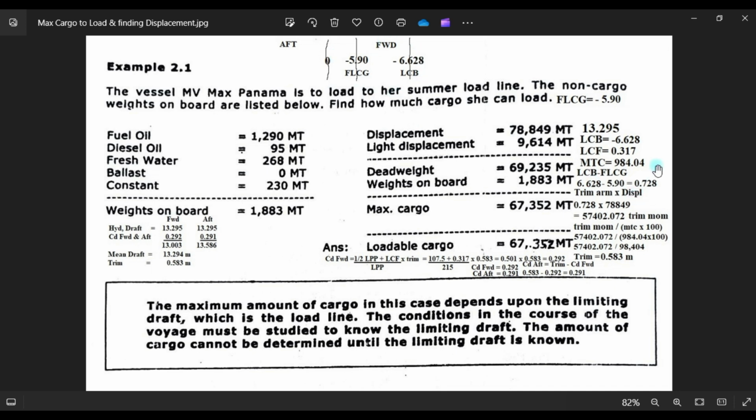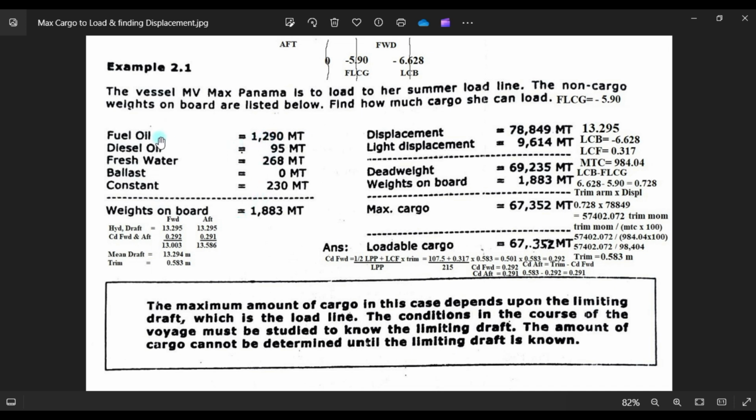Disregard this one and this one. I'll first concentrate on this problem. According to the problem, the vessel MV Max Panama is to load to her summer load line. The non-cargo weights on board are listed below, which is this one. Find how much cargo she can load. Meaning he's asking how much will be the maximum cargo to load when you are in a summer load line. So first things first is to compute all these weights on board or the non-cargo weights.